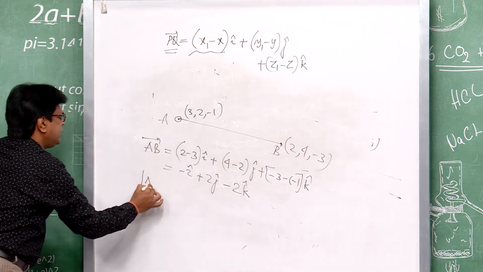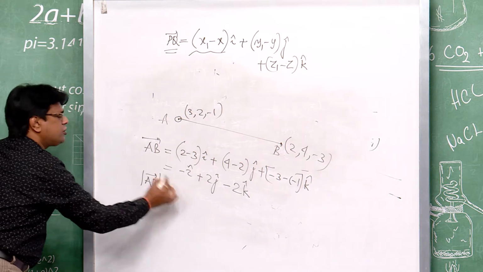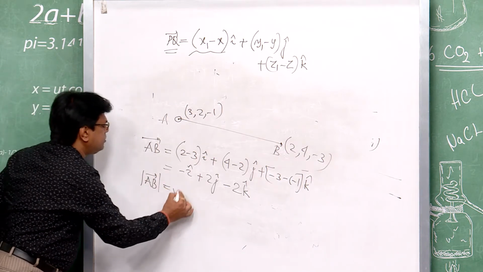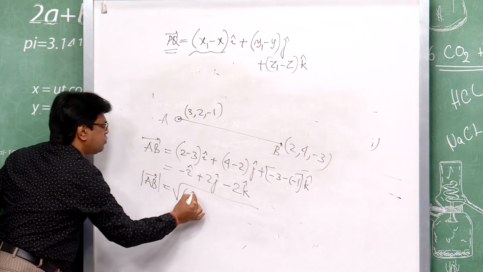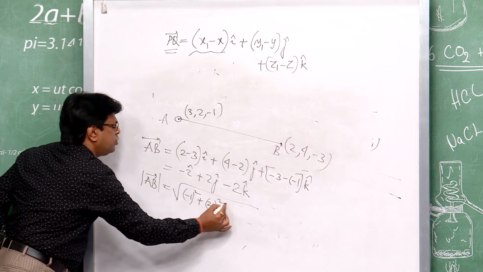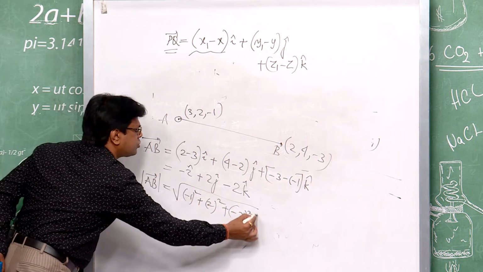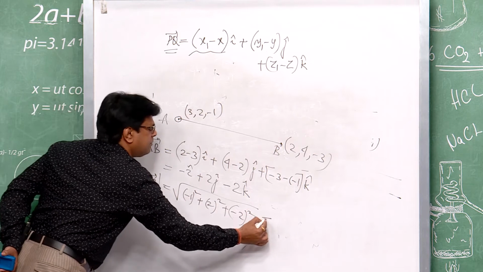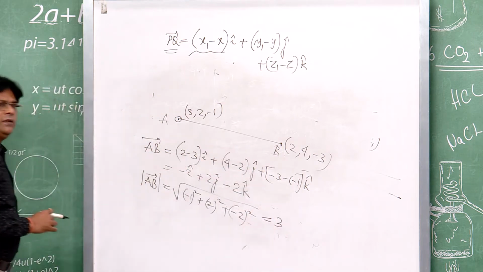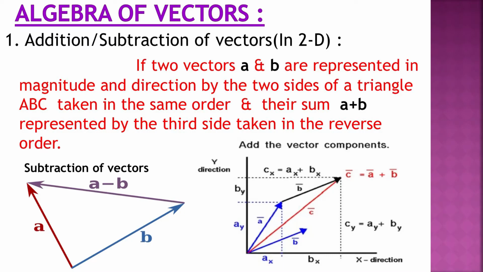So, the magnitude of AB is nothing but the square root of (minus 1) squared plus 2 squared minus 2 squared. This becomes your 3. Then come to algebra of vectors: addition and subtraction of vectors in 2D.